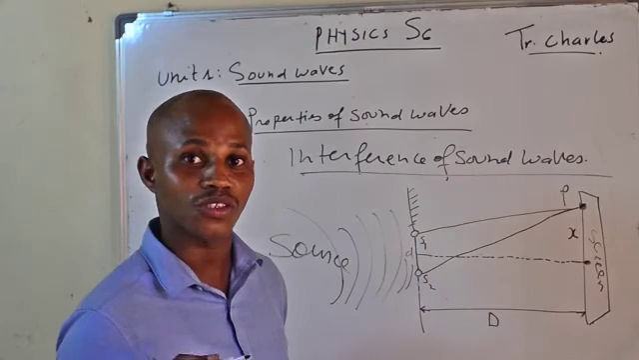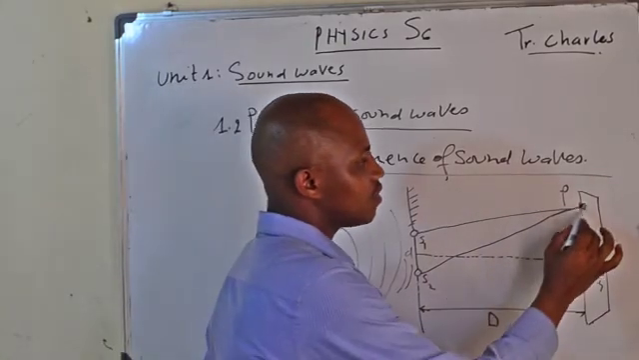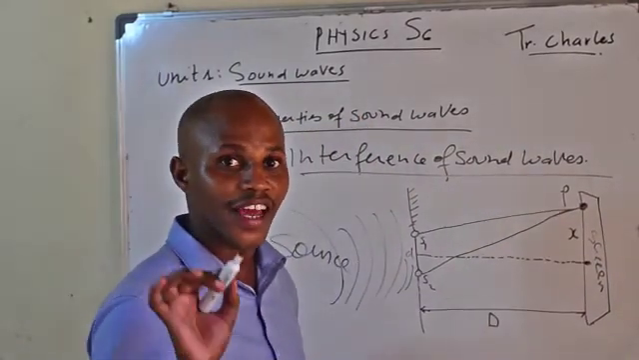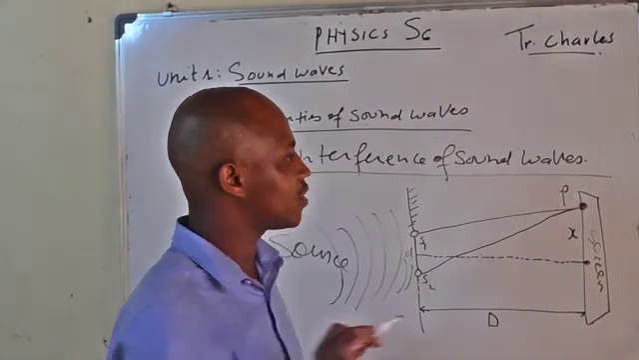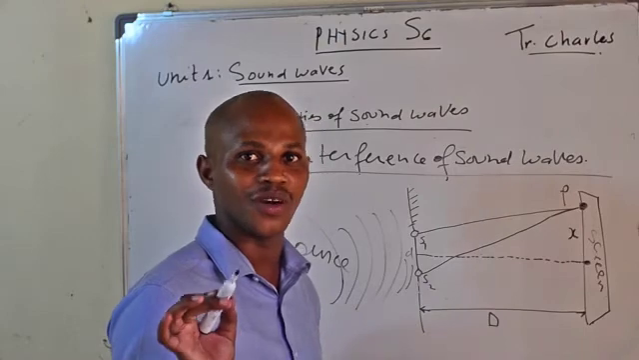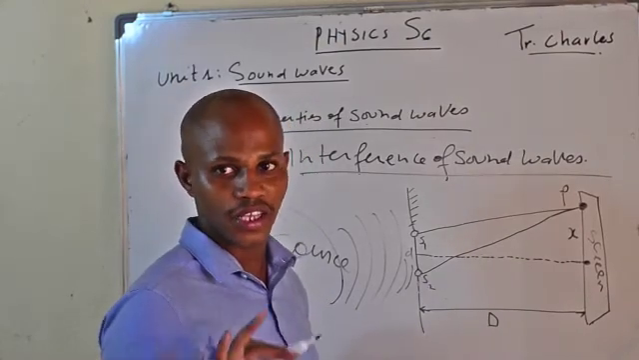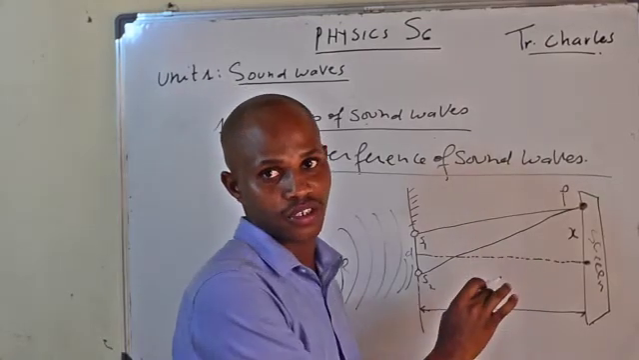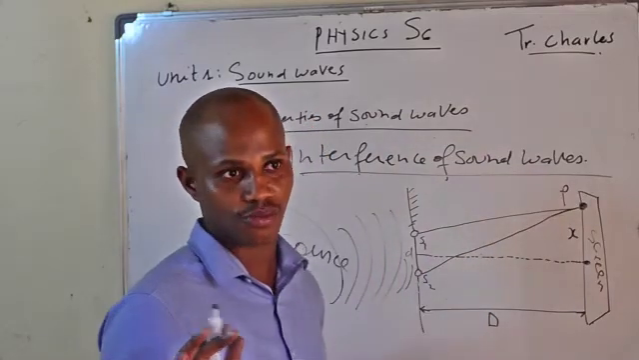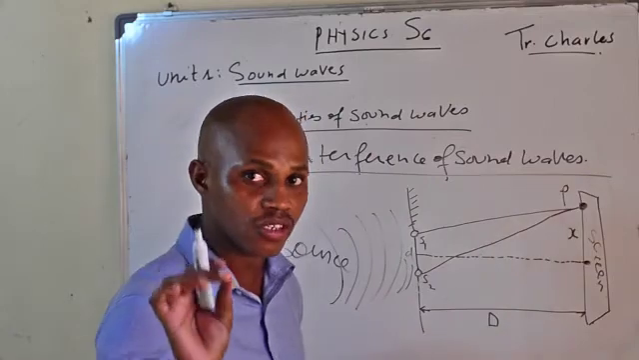But there is something which is very interesting. Where there are interference points in light waves, we call it bright fringe. But in sound waves, we don't use this term bright fringe, we just call it interference point. So don't be confused by bright fringe and interference points, because bright fringe is used for light waves, not sound waves.